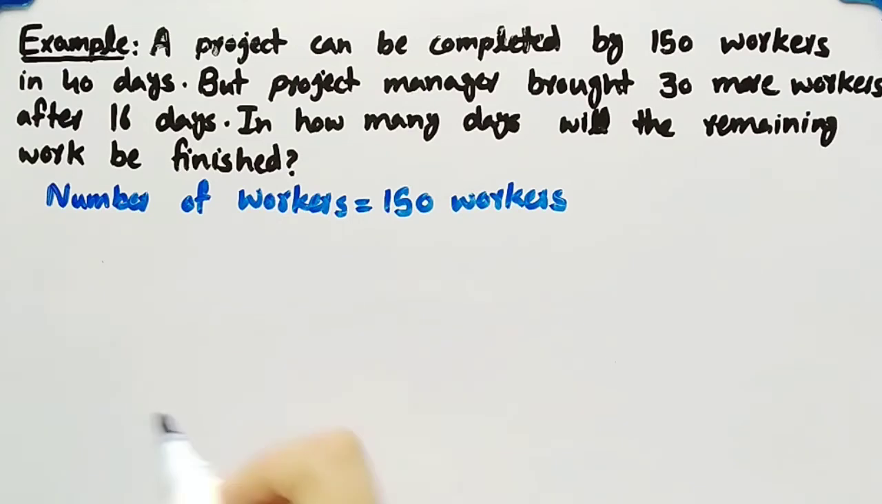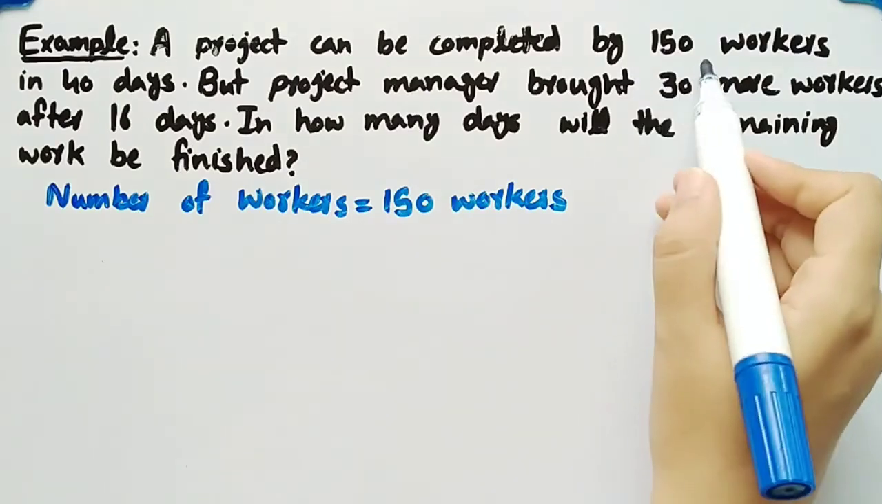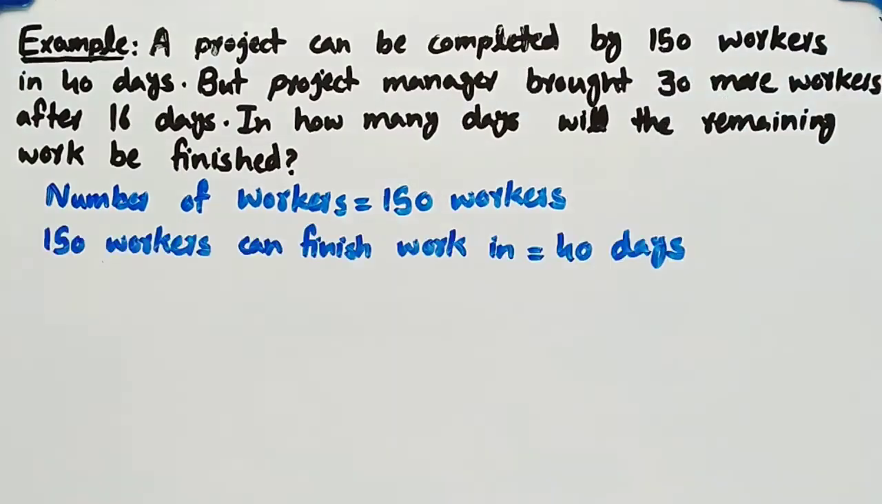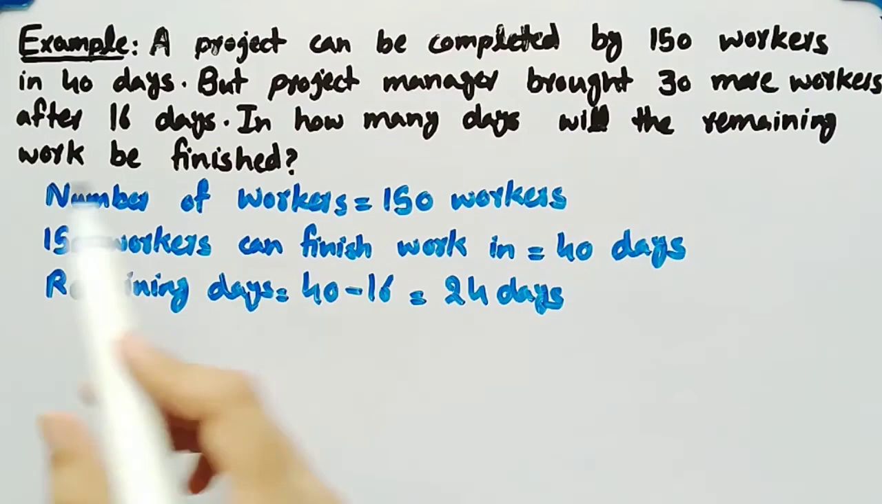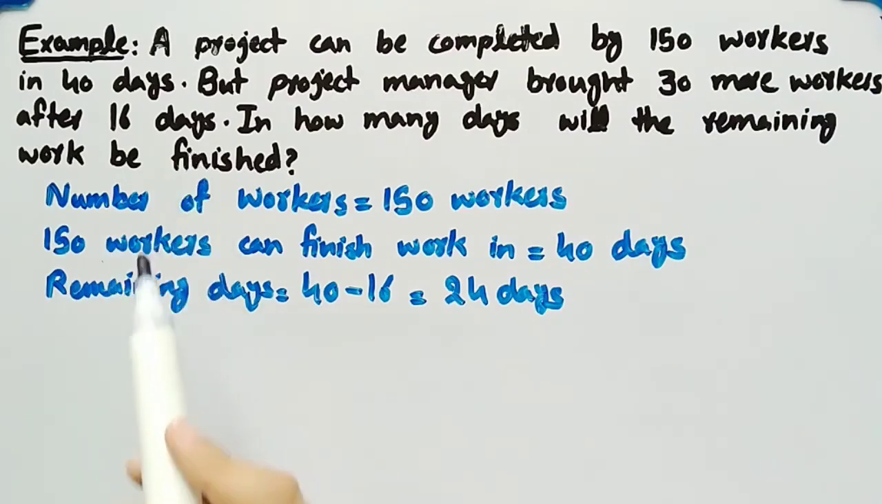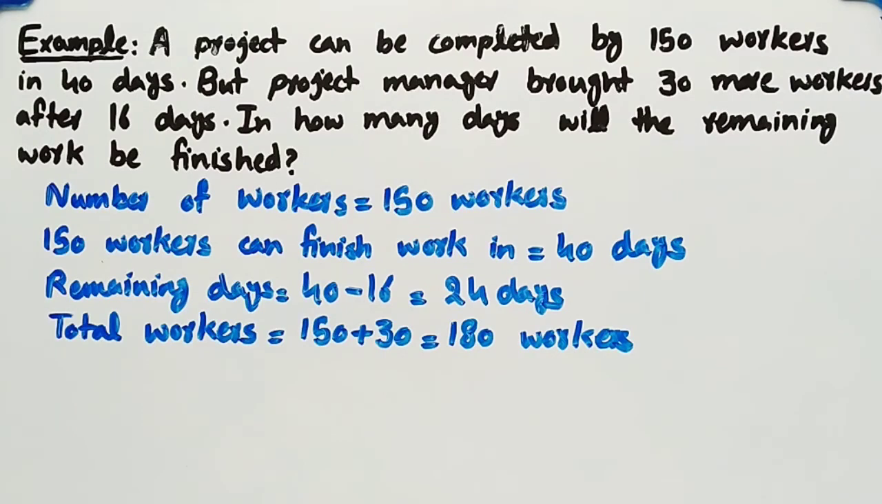Initially, it is given that the number of workers is 150 and 150 workers can finish their work in 40 days. And since the project manager brought 30 more workers after 16 days, the remaining days are 40 minus 16, that is 24 days. And total workers will be 150 plus 30, which is equal to 180.